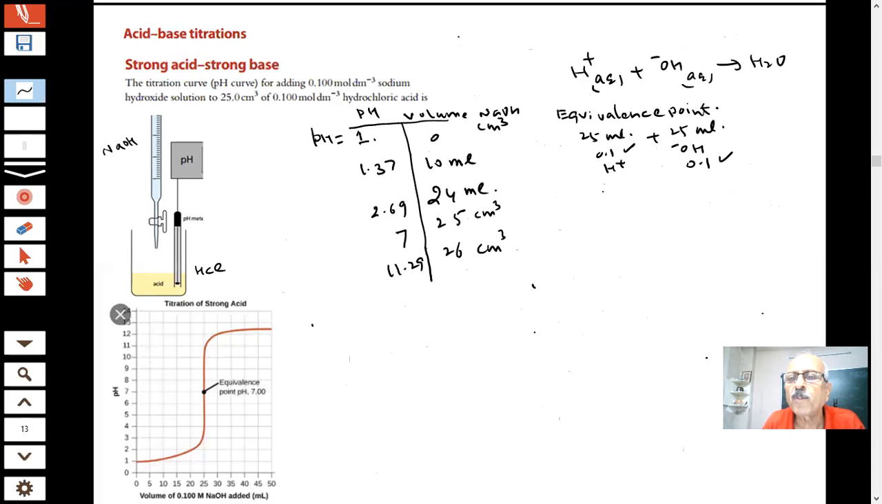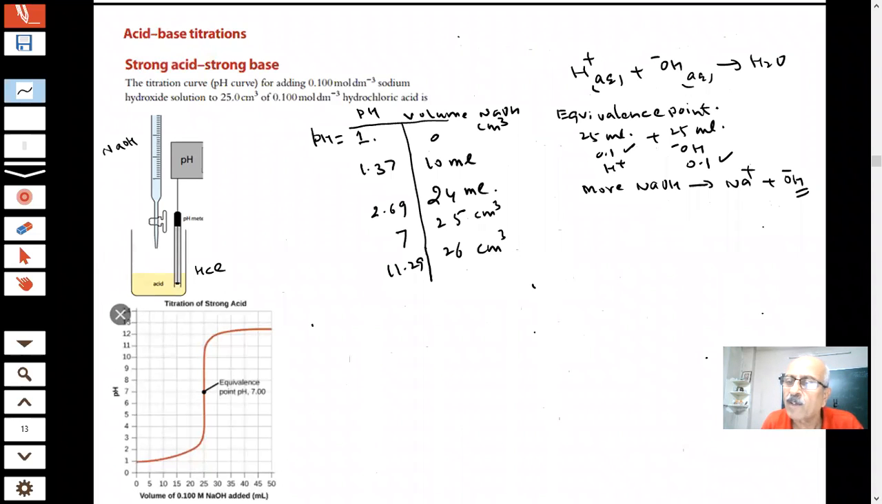Now, if you add more NaOH, what it will give you? It will give you Na plus and OH minus. Now the concentration of OH ion is increasing. When OH ion increases, what happens to the pH? pH will increase. 7 is a neutral point. And after that, what happens? pH will increase because of the presence of OH minus. And OH is a strong base.